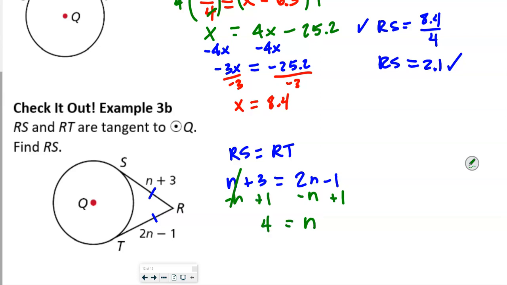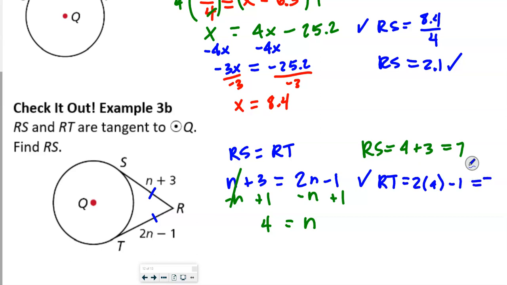Okay. So once again, we need to plug that in to find RS. So RS is equal to 4 plus 3, which equals 7. And recall again, if we want to check it, then we need to plug it in the other one as well. So RT is equal to 2 times 4, which is 8, minus 1, which is also 7. So it did check out, okay?